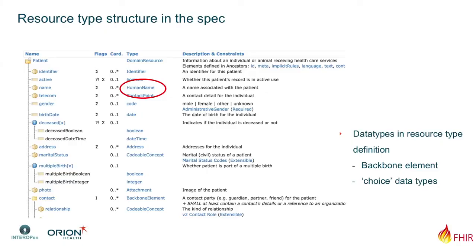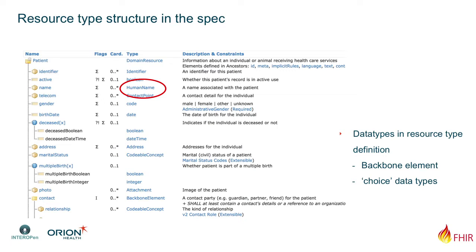Then you have a data type. I'm going to come back to data types in just a second because they're important. And then over here, you have the description of what each element actually means. You'll see a couple of oddities. This guy here that's got the X against it, that's what we call a choice element. And that means that this particular element can either be a Boolean, it's true or it's false, or it can be a date time in this particular case. And you'll also come across what we call backbone elements down here. So the contact, you can have multiple contacts, and each contact can have different elements.